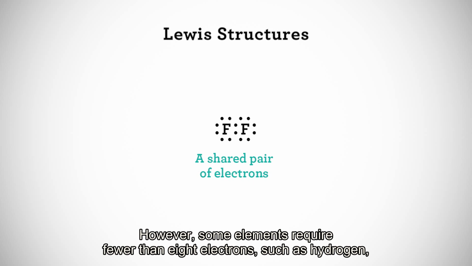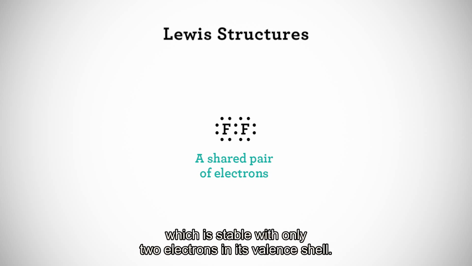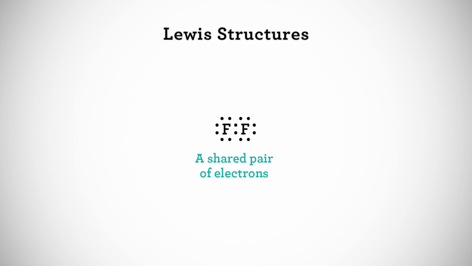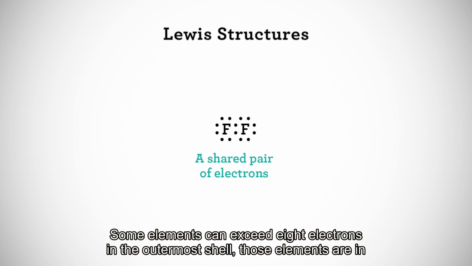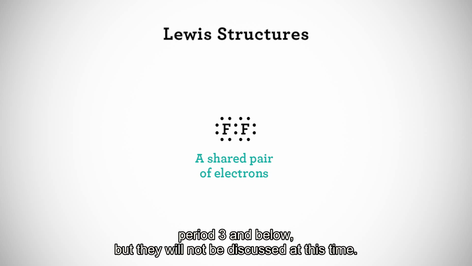However, some elements require fewer than 8 electrons, such as hydrogen, which is stable with only 2 electrons in its valence shell. Some elements can exceed 8 electrons in the outermost shell. Those elements are in period 3 and below, but they will not be discussed at this time.